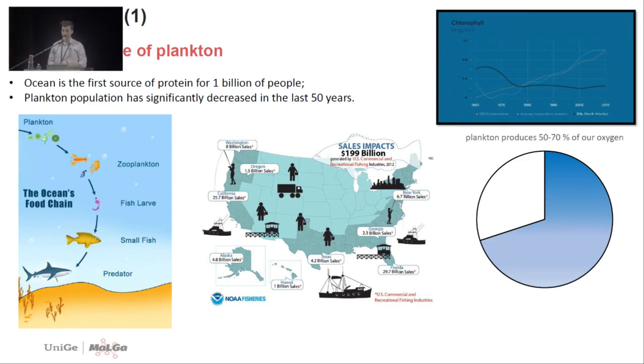Unfortunately, we are not taking care of these fundamental microorganisms. And in fact, as we can see here in the top right of the slide, in the last 50 years, due to an increase of the carbon dioxide concentration and temperature, the phytoplankton population, which here is indirectly measured by using chlorophyll density, has decreased by approximately 50%.